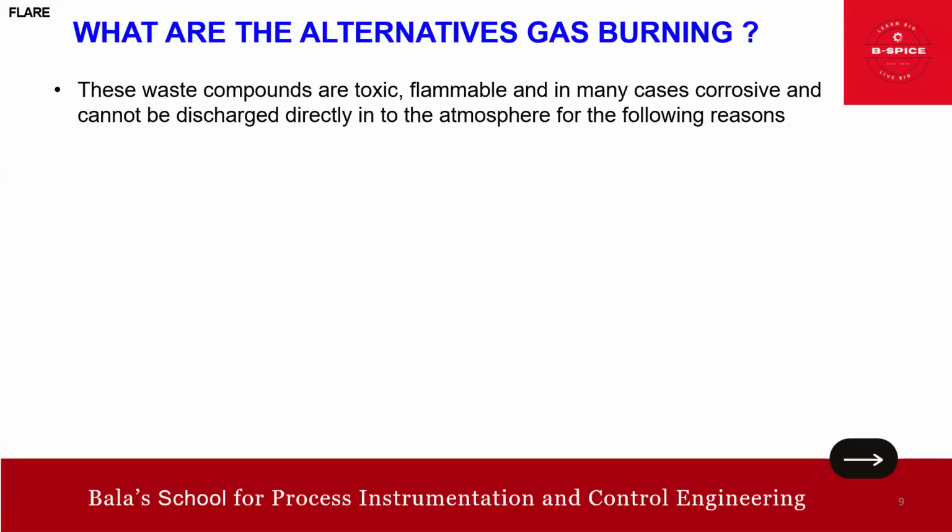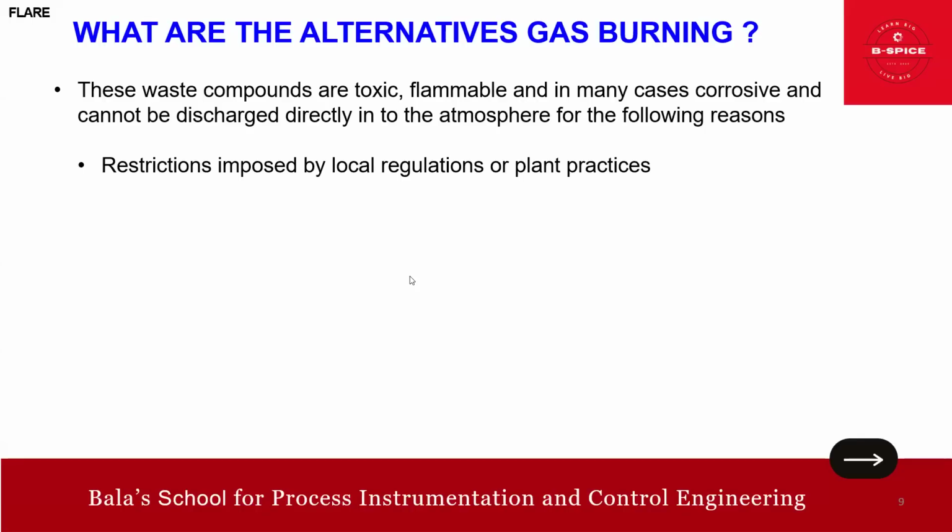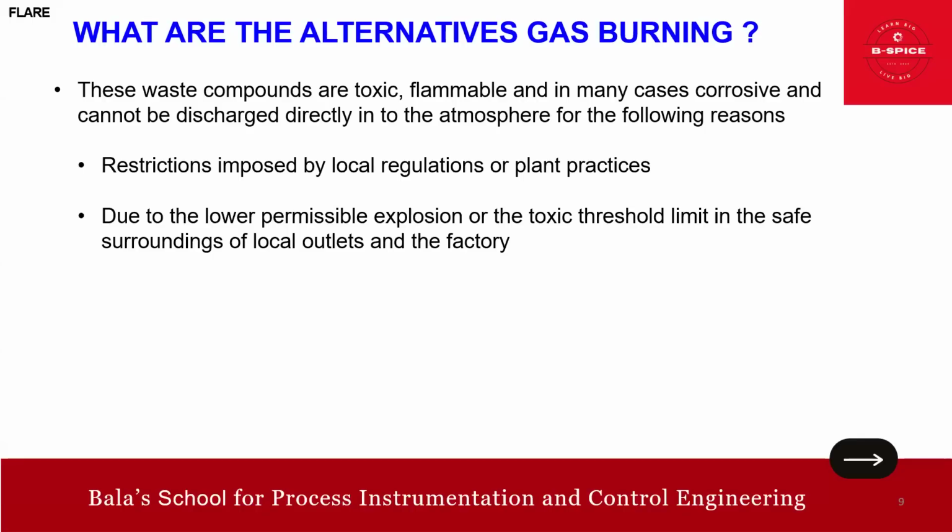Now these waste compounds are toxic, flammable, and many corrosive, and cannot be discharged directly into the atmosphere. Why? For the following reasons. Restrictions imposed by local regulation or plant practices, and due to lower permissible explosion or toxic threshold limits in the safe surroundings of local outlets and the factory.